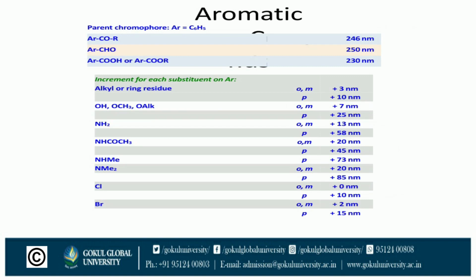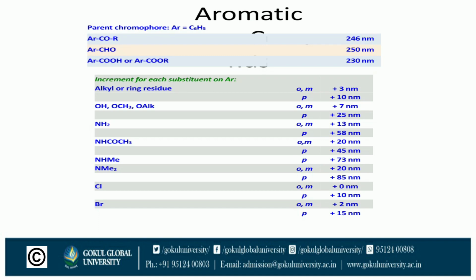For the aromatic compound, there are some different values given here. If aromatic carbonyl group, then 246 nanometer, aldehyde group, then 250 nanometer, carboxylic or ester group, then 230 nanometer, alkyl or ring residue in the ortho meta position, then plus 3 nanometer, para position plus 10 nanometer. OH or OCH3 or alkyl group at the ortho meta position plus 7 nanometer and para position, then plus 25 nanometer. For the amine group, ortho meta position plus 30 nanometer, and para position plus 58 nanometer.